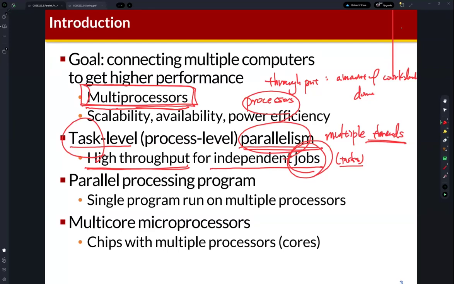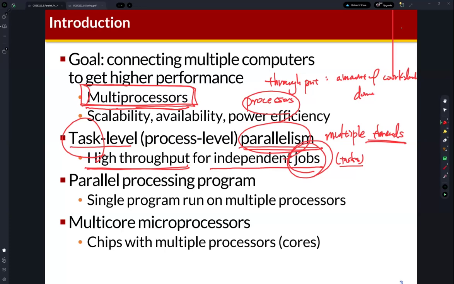So using the multiprocessor architecture, we can implement task level parallelism, which means using multiple CPUs, we can run multiple tasks concurrently, in parallel, okay?